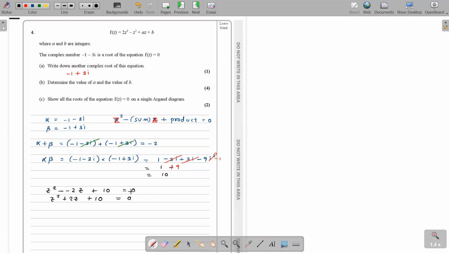Okay, so now the thing is, this is just the quadratic factor of this cubic equation. So 2z cubed minus z square plus az plus b, when we factorize, we get one quadratic factor. Since this is a z square, do you realize that there is another linear factor remaining? Yeah. Okay, there is another linear factor remaining. So we need to get that linear factor. How do we get that linear factor?